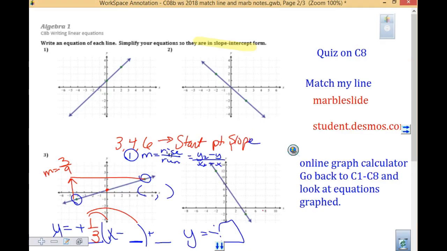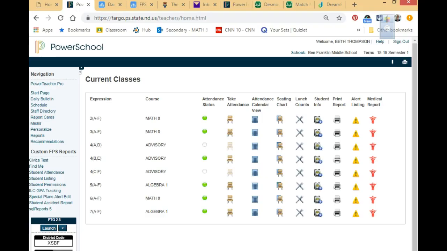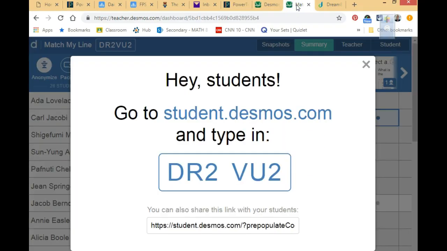Okay. I'm going to hand back your quizzes right now. While I am handing back your quizzes, I am going to have you go to the Desmos calculator, which is here. We're going to go to that activity. This is for period 7. Okay?